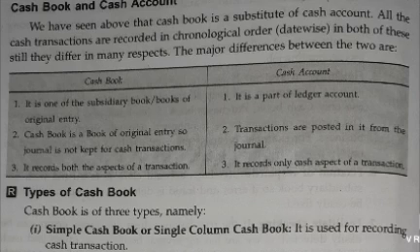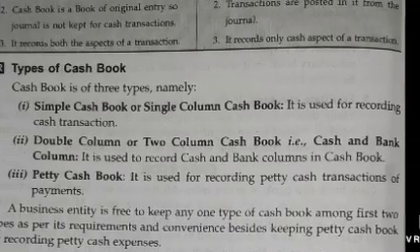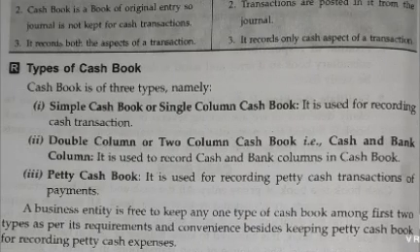Now, the different types of cash book which we are going to study. There are three types, namely the simple cash book, that is the single column cash book, the double column or two column cash book, and the third one is the petty cash book. Now, simple cash book or single column cash book.